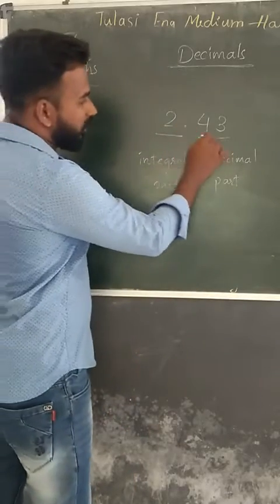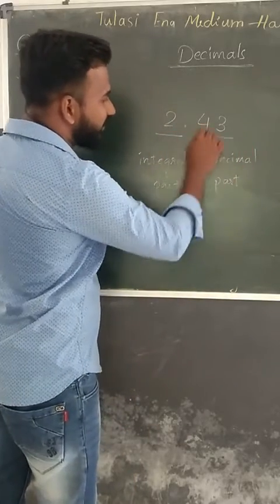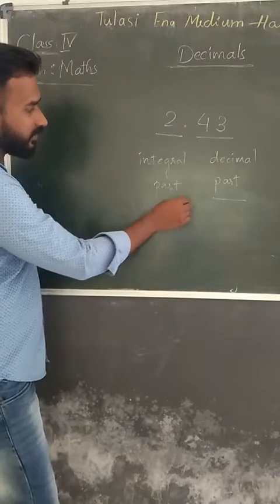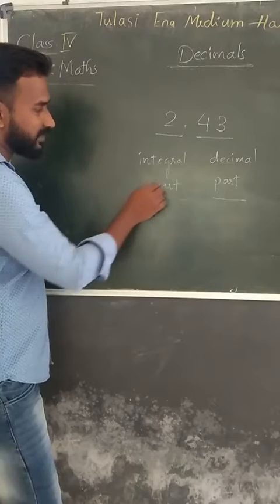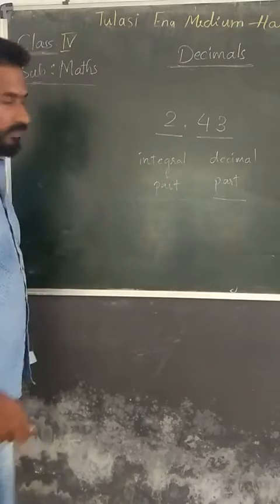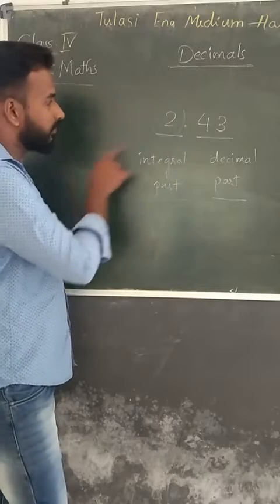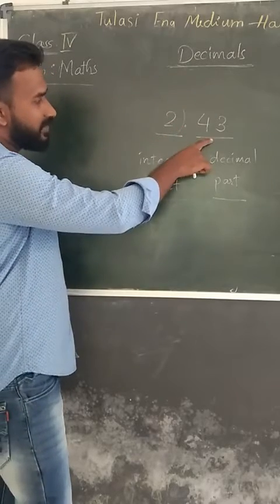After the decimal point, what is there? That is called the decimal part. Before the decimal point, that part is called the integral part. Integral part in the sense of whole number. This is called whole number. This is the decimal part.